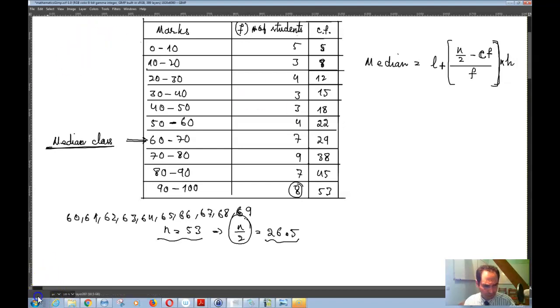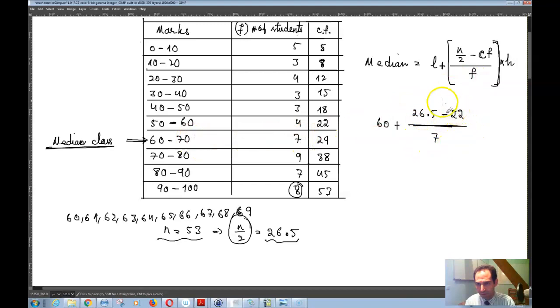So let me see. Okay, what this formula is doing for us is actually not that complicated. When you find your median class, which is this class over here, there is an L, which is the lower limit of that class. Then you have the lower limit of that class plus n divided by 2, which is the number of all of the observations divided by 2, so you get 26.5. 26.5 minus CF, the cumulative frequency of the class interval prior to the median class, which is 22, and divided by the frequency of the median class, which is 7.